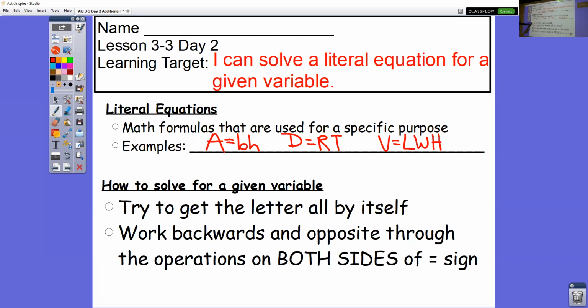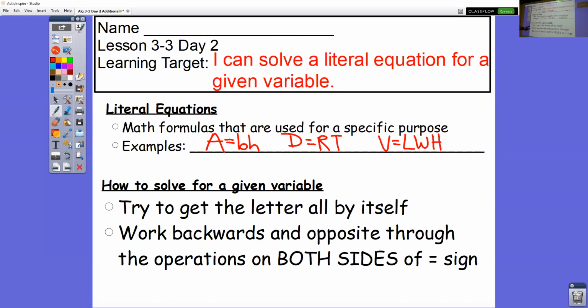You might be asked to rearrange for L equals, or rearrange for W equals, or rearrange for H equals. When you're given a specific variable to rearrange for, you want to try and get that specific letter all by itself. Just like yesterday, we tried to get the y equals all by itself. Sometimes you're going to have to work backwards and work opposite. Think the opposite operation all the time to try and get that letter all by itself.